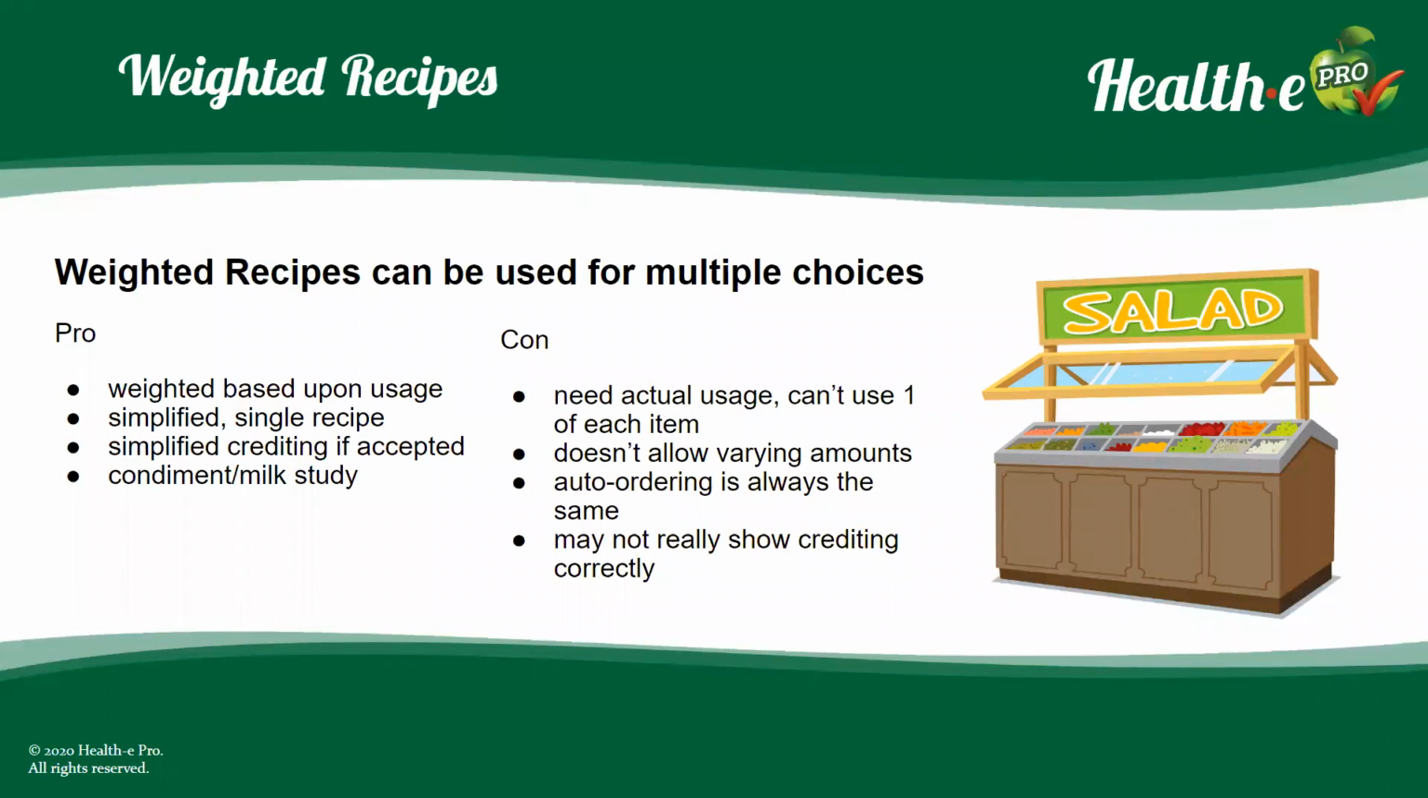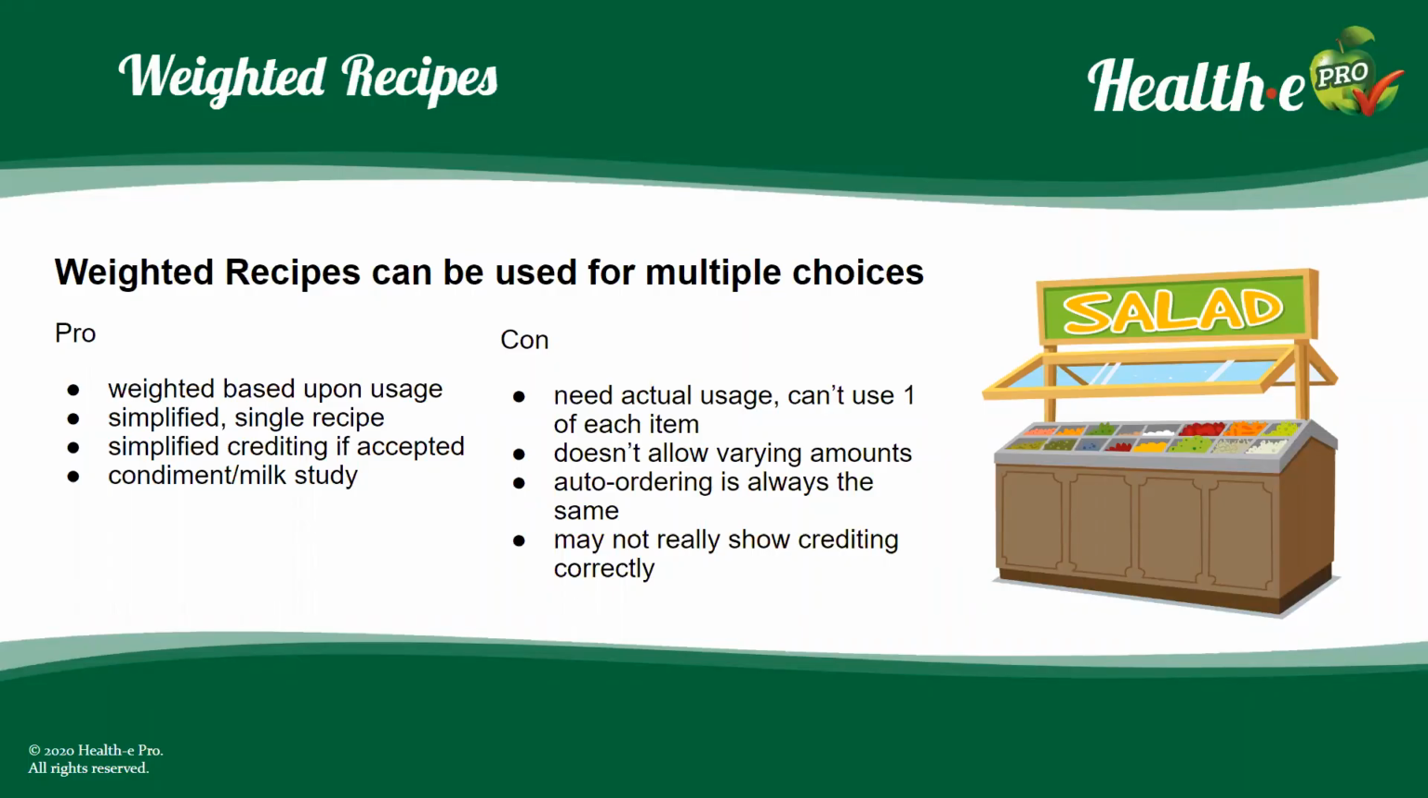Weighted recipes may be used for items that are served with multiple choices as well. A baked potato bar, a pasta bar, breakfast omelet bar, condiments, finishing, and the most popular, salad bars. Weighted recipes must be based upon the total actual usage or a usage study. Recipes should not list each item and put the quantity in as one, as not every child is taking an individual portion of each item in the recipe.